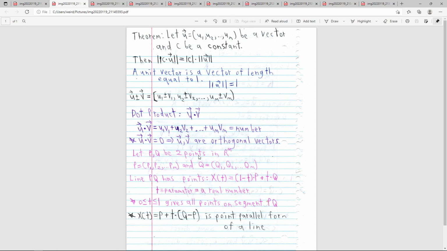So you let P and Q be 2 points in Rm. Then you have P equals P1, P2 to Pm, and Q equals Q1, Q2, to Qm, and these are just points. Coordinates, as you will.